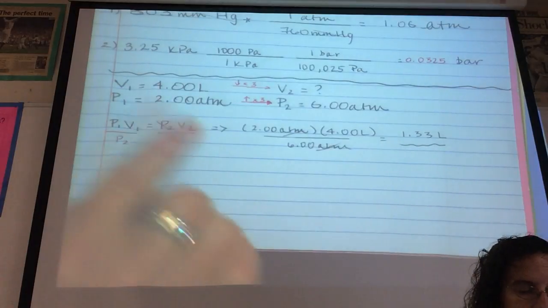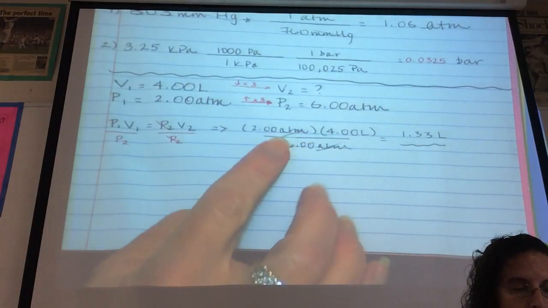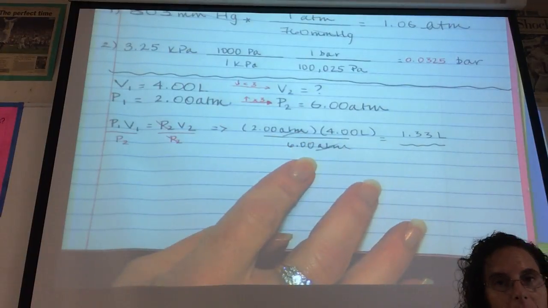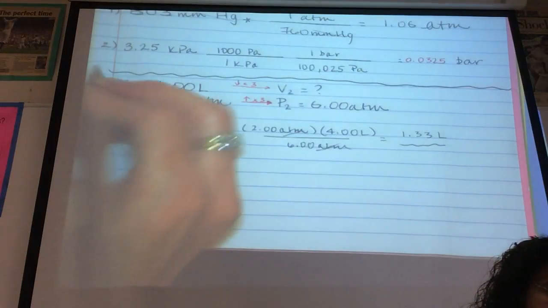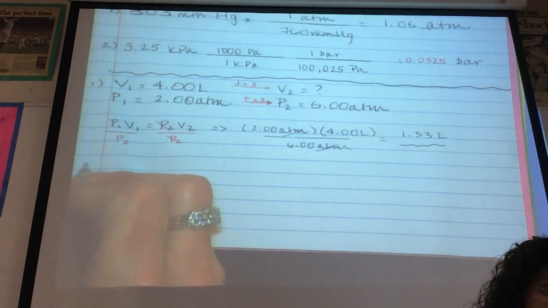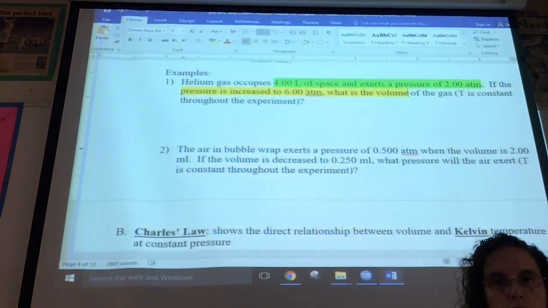Notice that I manipulated variables before I plugged in my quantities. Notice that I have quantities here rather than numbers alone. Why don't you take a minute without yakking to try and do number 2?